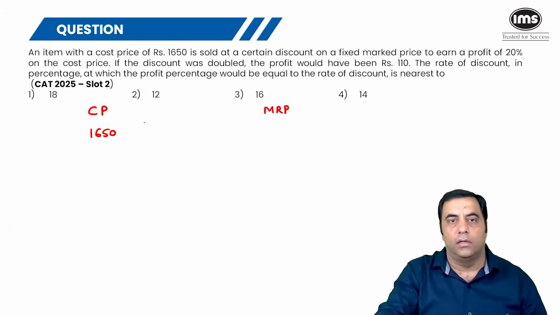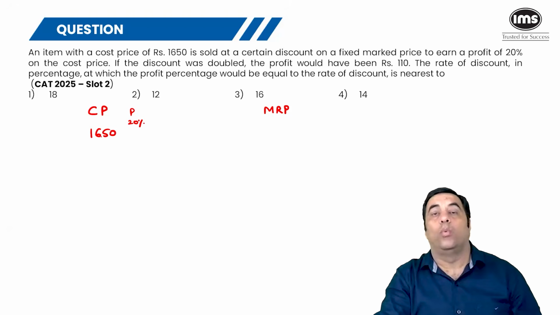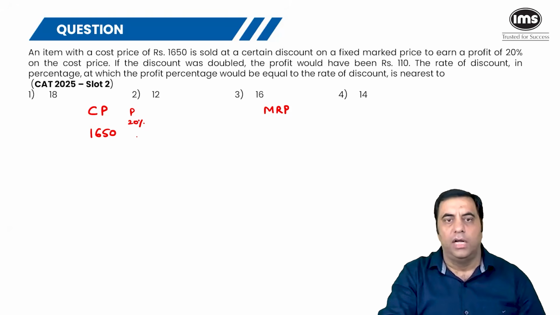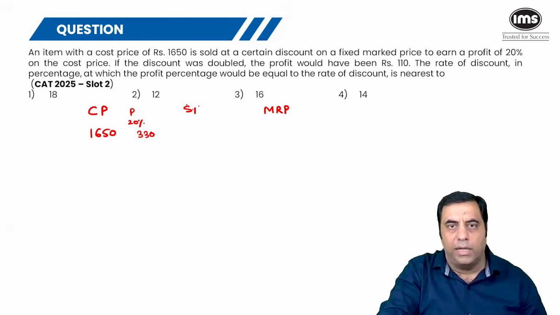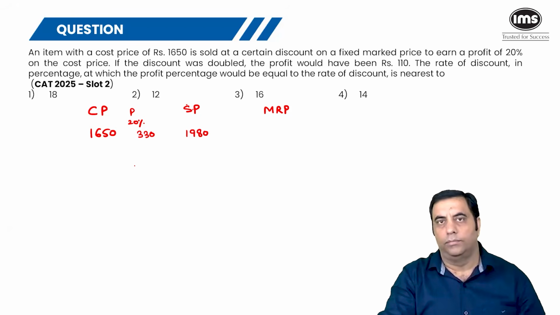Now, the moment I say profit earned is 20% on the cost price, that profit will be 20% of that 1650. I know 10% of 1650 is going to be 165, so 20% will be double of that, which is 330. So I got to know that profit is 330 in this case. Hence my selling price is going to be 1980, which is the sum total of cost price plus profit. And there was some discount given, which I don't know at this point of time.